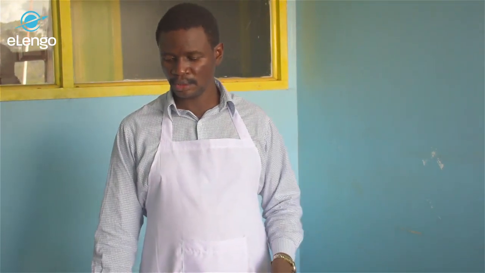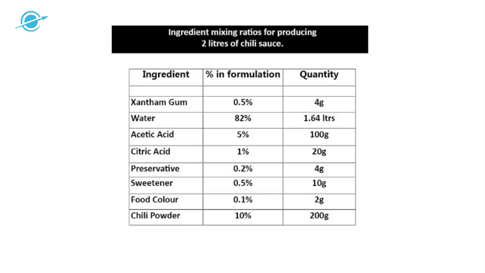chili sauce. So we shall start with sand and gum, which our usage rating is at 0.5%. If we use sand and gum at 0.5%, for 2 liters, it will translate to 4 grams. That is why the thickness looks like this.